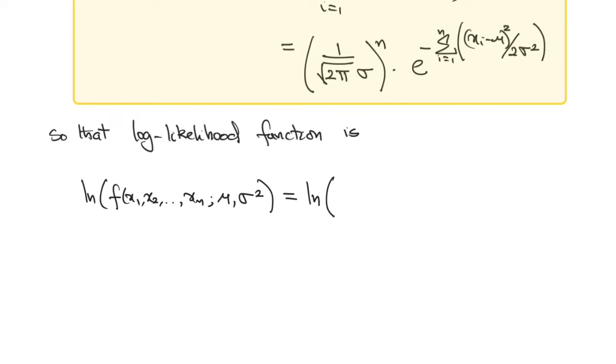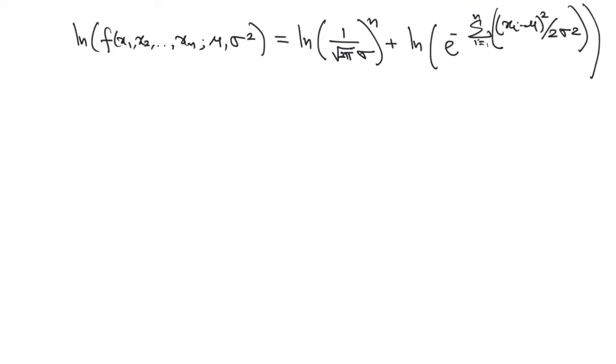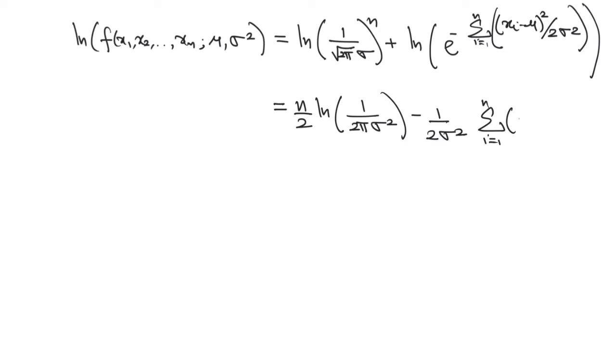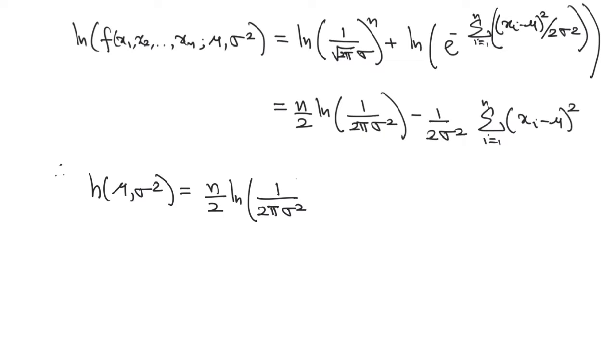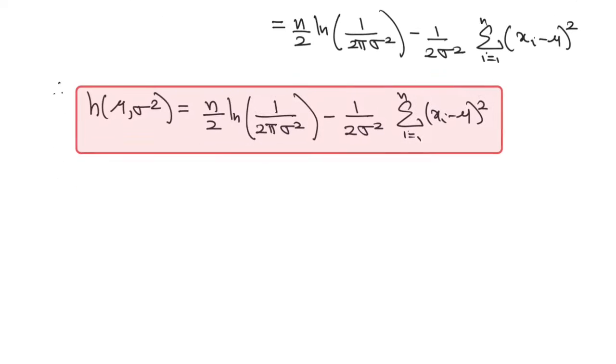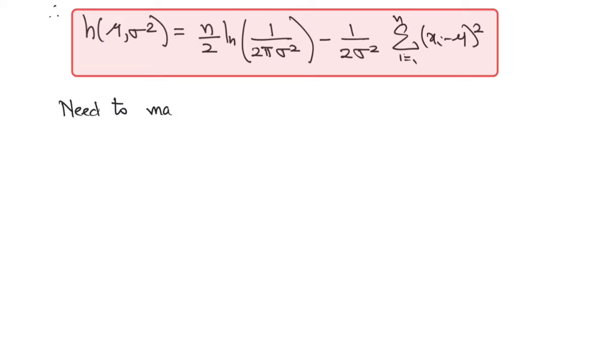The log likelihood function in this case is defined as negative n over 2 times ln of 2 pi times sigma squared, minus 1 over 2 sigma squared times the sum of xi minus mu, the whole squared. In this context, the log likelihood function is given as h of mu comma sigma squared, and it's exactly the following formula. We now need to maximize the log likelihood function, h of mu comma sigma squared.